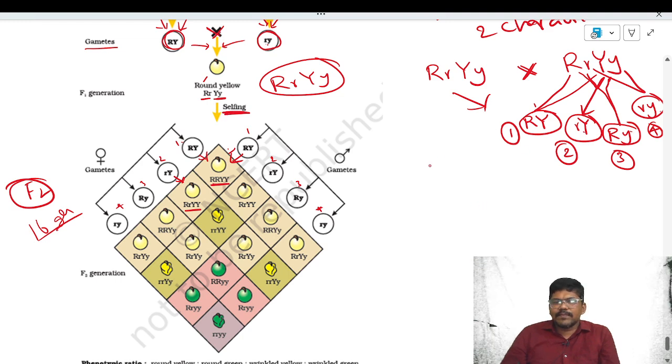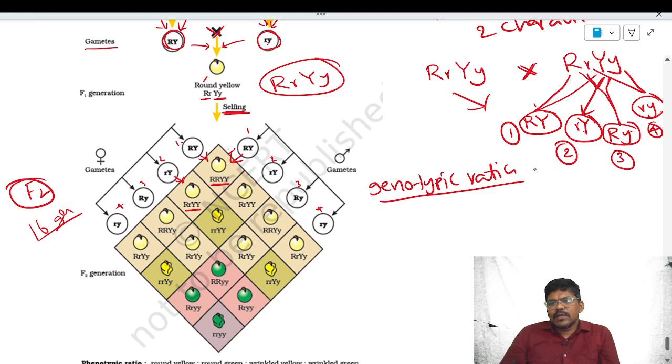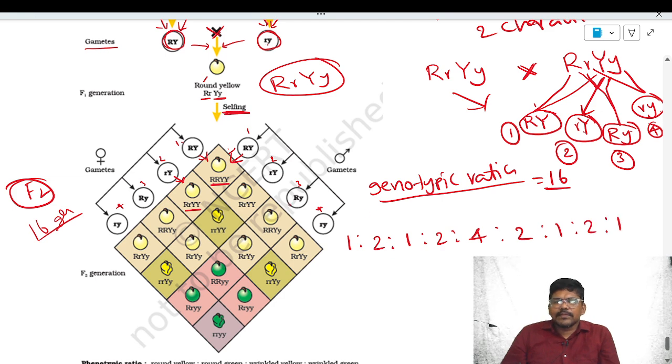of each parent. If you observe the genotypic ratio of the F2 generation, total 16 plants are formed. 16 different genotypes are formed. Those genotypes are in the ratio 1 is to 2 is to 1 is to 2 is to 4 is to 2 is to 1 is to 2 is to 1.